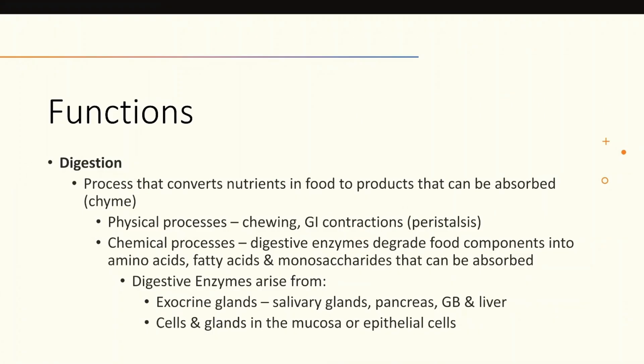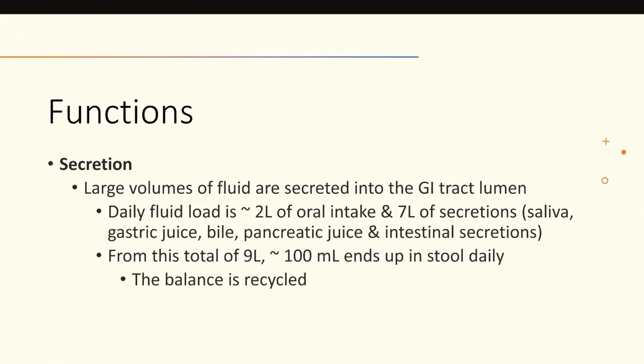Digestion is the physical process that converts nutrients in the foods to stuff that we can absorb. Bigger macromolecules into smaller ones that we can then absorb into our body. That's what digestion actually is. We have digestive enzymes, which help speed the process along, from exocrine glands, and mucus and epithelial cells as well.